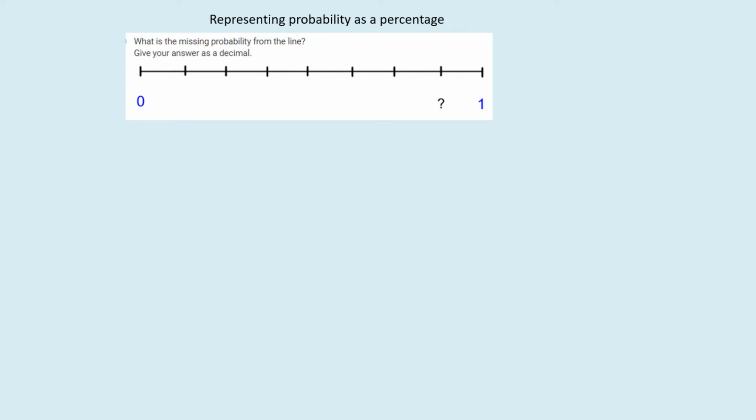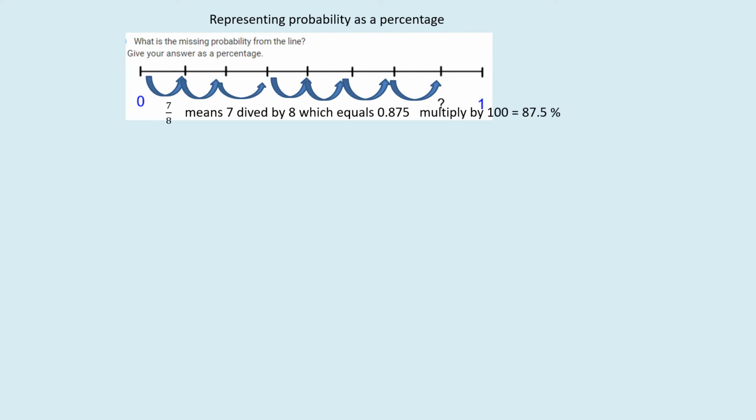So representing probability as a percentage. We would do it exactly the same way we've been doing so far. Count how many spaces. 1, 2, 3, 4, 5, 6, 7 spaces out of 8. First I would write it as a fraction, 7 out of 8. This means 7 divided by 8, so pop it into your calculator and you will get 0.875. To get a percentage, we multiply 0.875 by 100. That is 2 decimal hops to the right, so your new decimal point will be after the 7. So that is 87.5%.